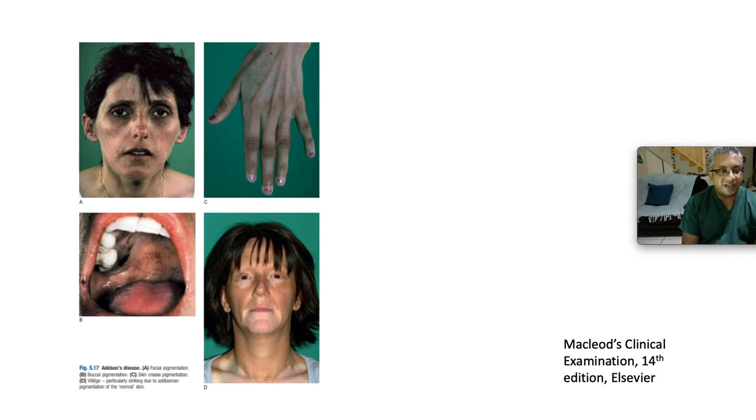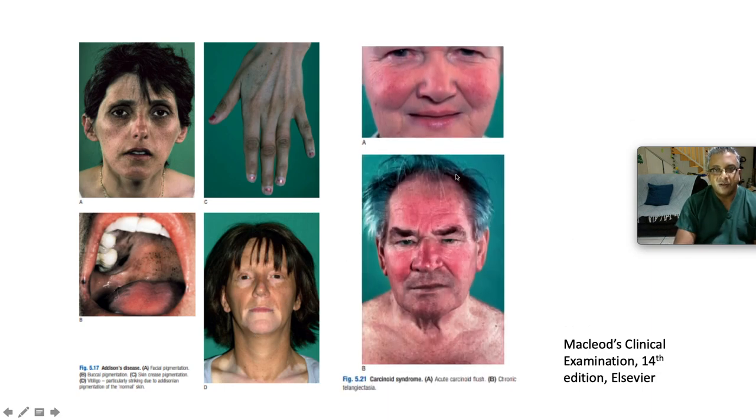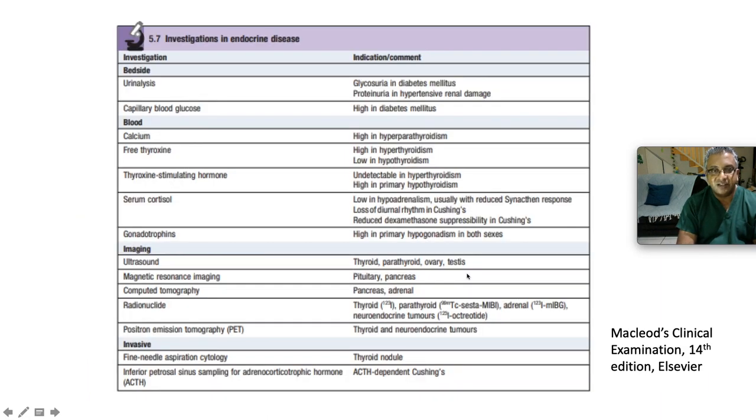Here's an example of Addison's disease. We can see the typical facial pigmentation here and pigmentation of the buccal mucosa, right? In B, we can appreciate the buccal pigmentation even more. C shows us skin crease pigmentation, and in D, once again, vitiligo is striking due to the Addisonian pigmentation of the so-called normal skin. Alrighty, and this is carcinoid syndrome, the typical acute carcinoid flush with chronic telangiectasia, and these patients often have bouts of diarrhea as well.